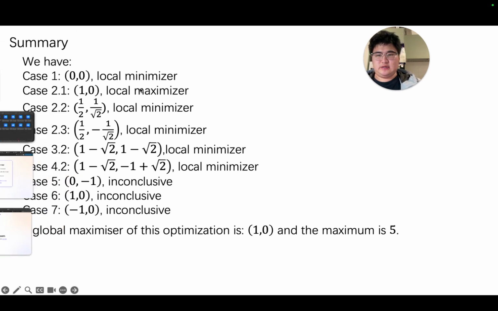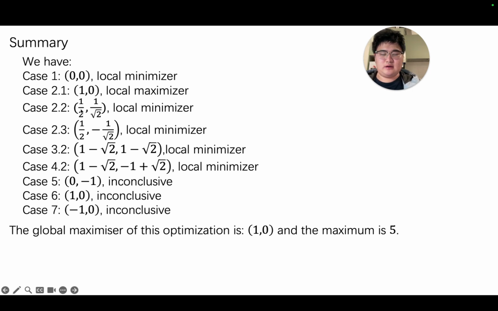So, in summary, we have 9 cases here, and my conclusion is that the solution of the global optimization is (1, 0), and the maximum is 5. That's all. Thank you.